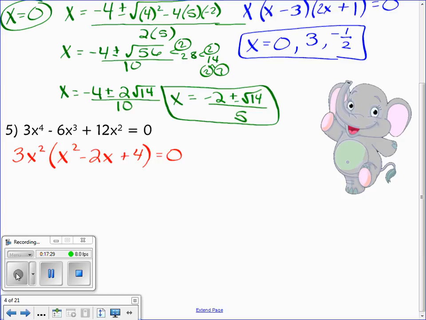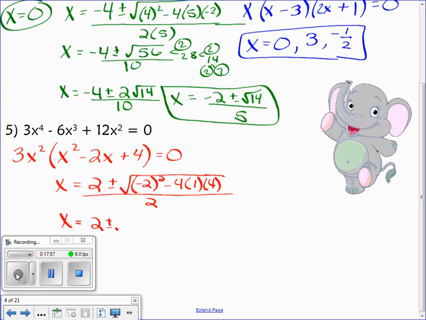All right, so we took out the GCF 3x squared. Does that factor? No, it doesn't factor. So what do you have to do? Quadratic formula. So x equals 2 plus or minus square root negative 2 squared minus 4 times 1 times 4, all over 2 times 1.